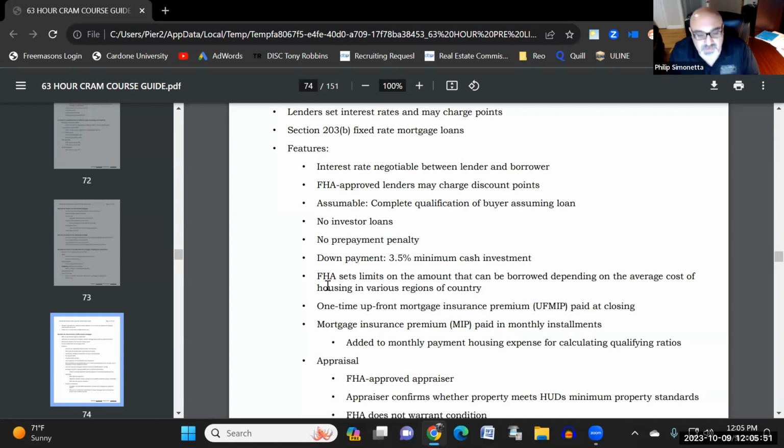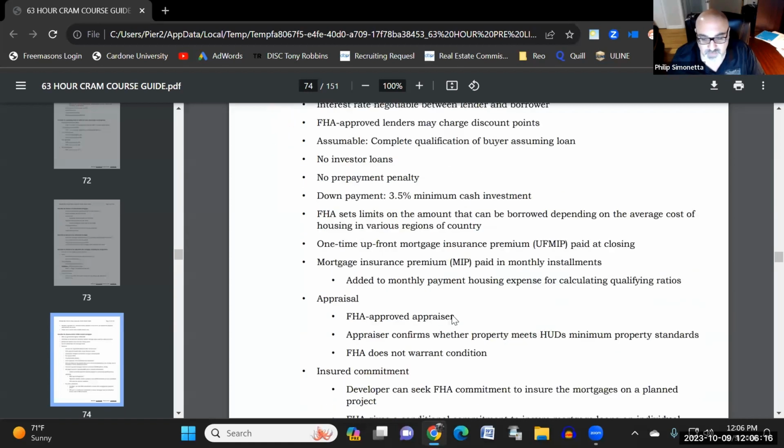FHA is going to set the limits on the amount that can be borrowed depending on the average cost of housing in various regions of the country. So, for example, FHA loan limits are different in Miami than they are somewhere in Idaho. It goes by the market, if the properties are higher or lower. Okay, there's a one-time upfront mortgage insurance premium, which we just talked about. That's paid at the closing. Okay, mortgage insurance premium is then paid on a monthly basis after that. So you have the one-time upfront premium, and then you have a premium after that paid monthly. And it's added to the monthly housing expense for calculating qualifying ratios, like we talked about before.